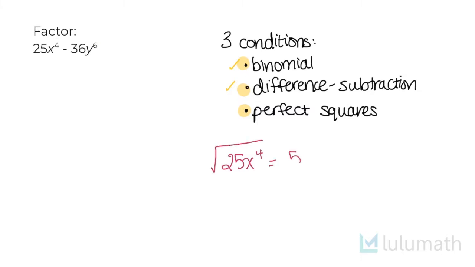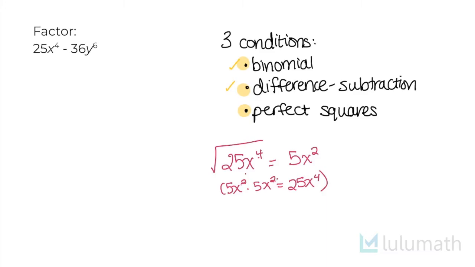5 times 5 is 25. And x to the power of 4, what multiplied by itself can give me x to the power of 4? I could do x squared. And the reason why this works is because 5x squared times 5x squared gives us 25x to the power of 4, because when we multiply, don't forget that we always add our exponents.